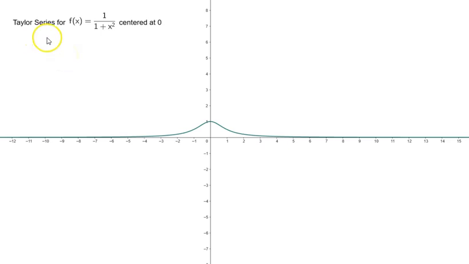Let us look at the Taylor series for f of x equal to 1 by 1 plus x square centered at 0. So again, what is the first step? To figure out the successive derivatives. The zeroth derivative of f of x is equal to the function itself, 1 by 1 plus x square. The first derivative of f of x is minus 2x by 1 plus x square, the whole square.